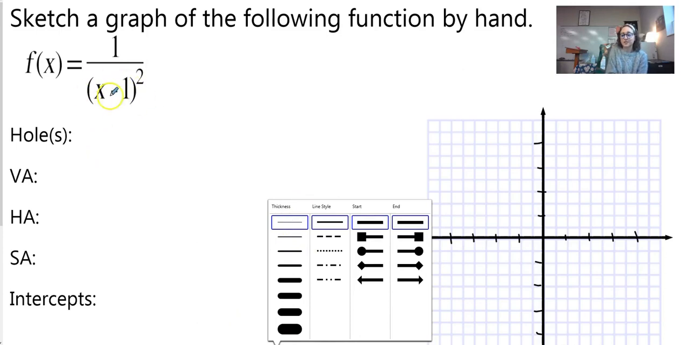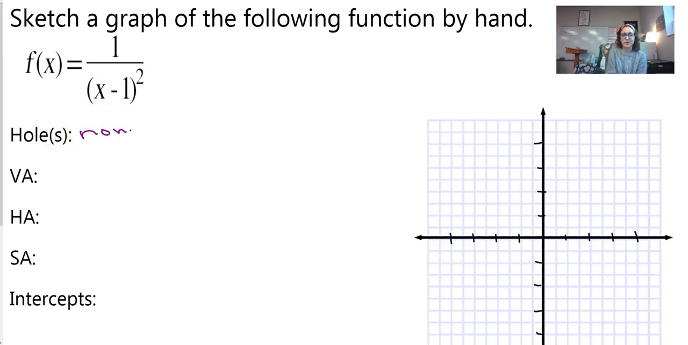Okay, so I've got this factor of (x minus 1) squared. Does that cancel? It does not. So do you have any holes? You do not, because there are no removable discontinuities, no factors I can remove. No removable discontinuity, remember, is a hole.